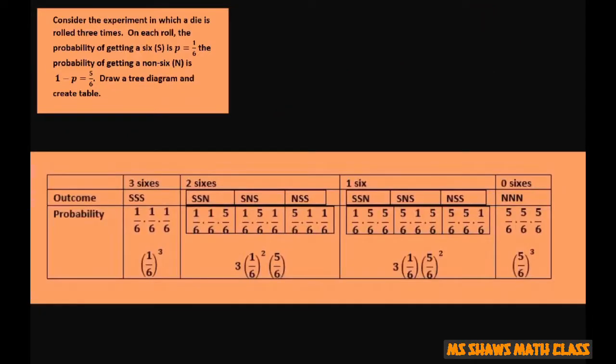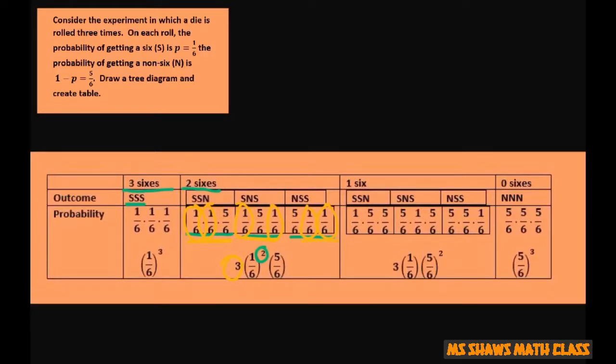So here's the table. I already wrote it out. So to get all 3 6s, so it's 3 S's in a row, that's going to be 1/6 cubed. To get 2 6s, that means we're going to square. This would be the possible ways to do that. So each one of these has 2 of these 1/6. So there's 2 of the 1/6 there. All right. And then 5/6. But we have 3 of these. 1, 2, 3. So that's where the 3 comes from.